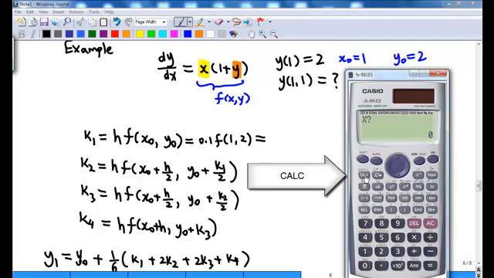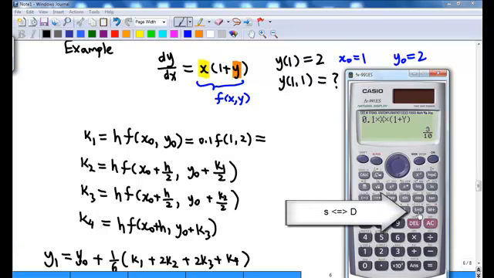So it asks me what is the value of x. X is equal to 1 now. Equal. What is the value of y? Y is equal to 2 now. Equal. And you find that K1 is 3 over 10. Now convert to decimal using the SD button, it is 0.3. So that means K1 is 0.3.